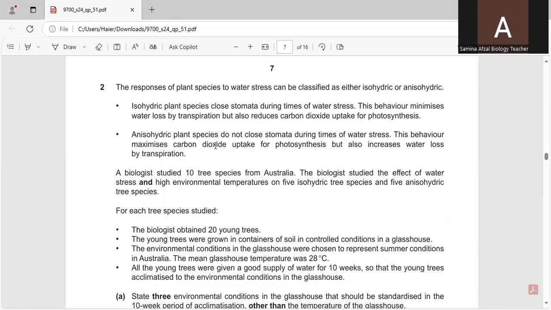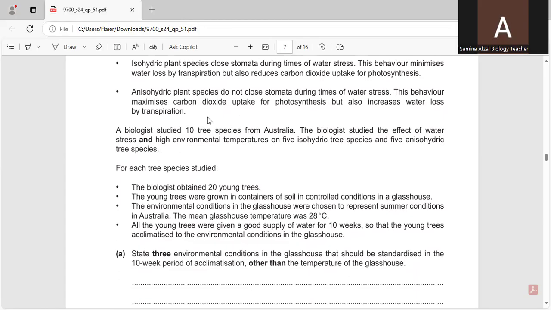And anisohydric plant species do not close stomata during times of water stress. This behavior maximizes carbon dioxide uptake for photosynthesis, but also increases water loss by transpiration. So if water is lost by transpiration, ultimately the photosynthesis will also stop.